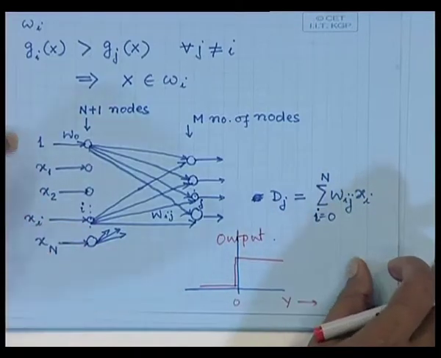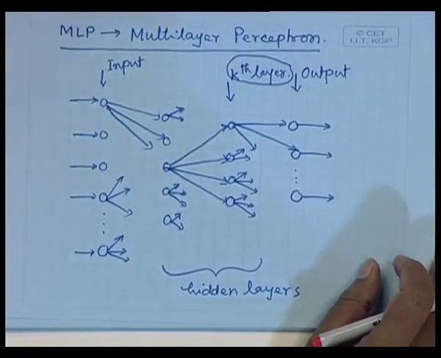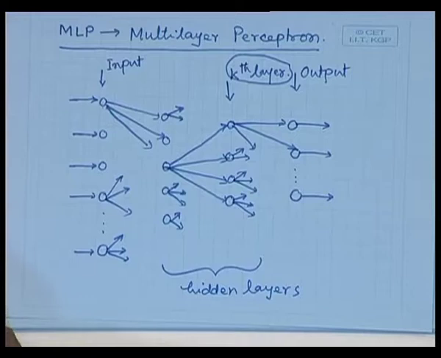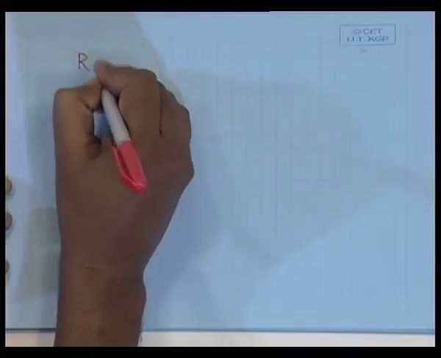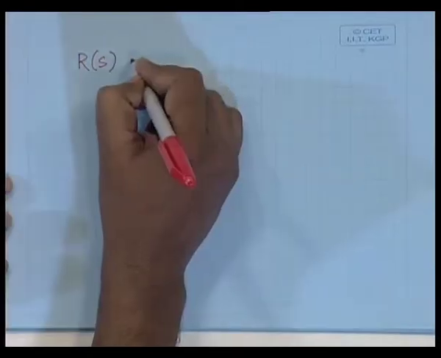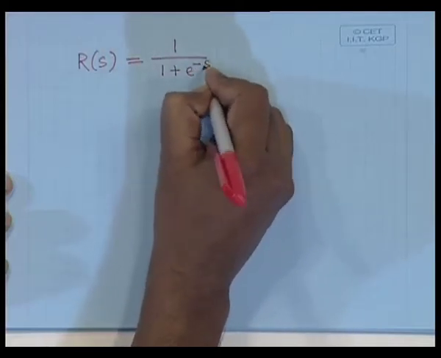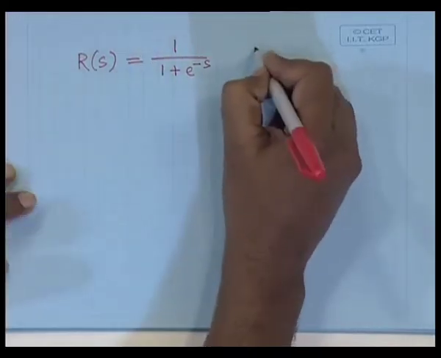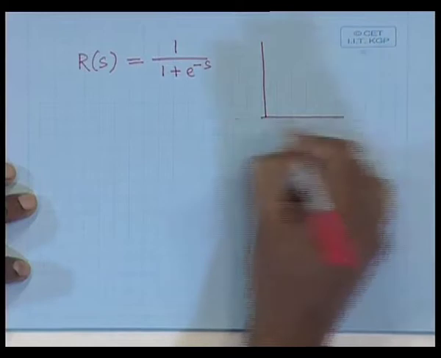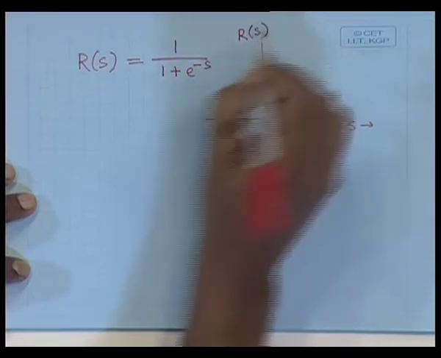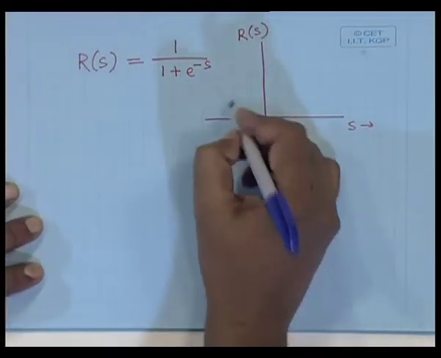So, this was also a nonlinear function, but this nonlinearity was a hard nonlinearity. Okay. Whereas, in case of a multi-layer neural network, the nonlinearity which is used is not a hard nonlinearity, but it is a sort of sigmoidal function. Okay. And the sigmoidal function is given by this expression. If S is the argument, then R(S), the sigmoidal function, is 1 upon 1 plus e to the power minus S. Okay. And if you plot R(S) versus S, this is S and this is R(S). The plot will be like this.